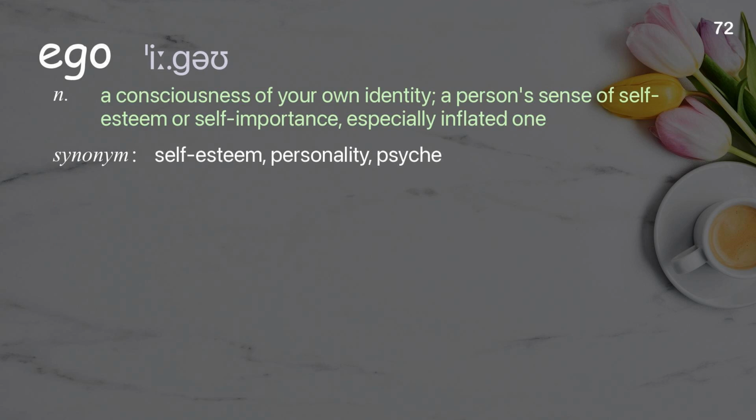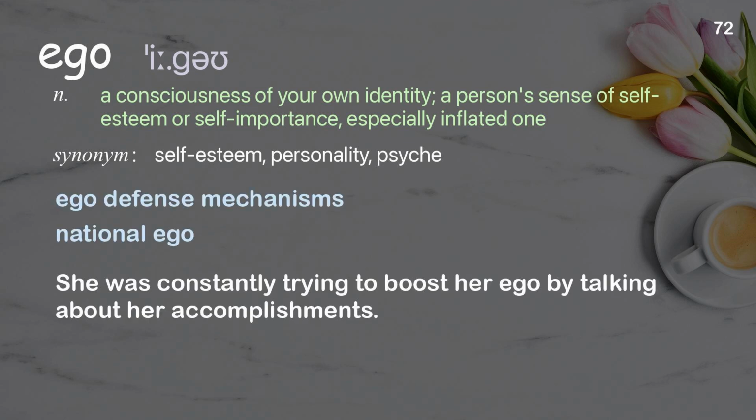Ego. A consciousness of your own identity, a person's sense of self-esteem or self-importance, especially an inflated one. Examples: Ego defense mechanisms. National ego. She was constantly trying to boost her ego by talking about her accomplishments.